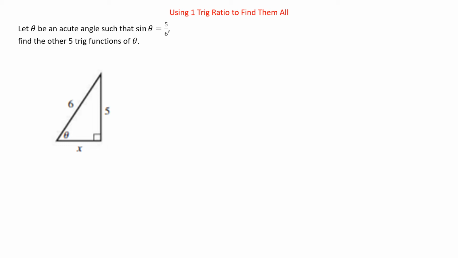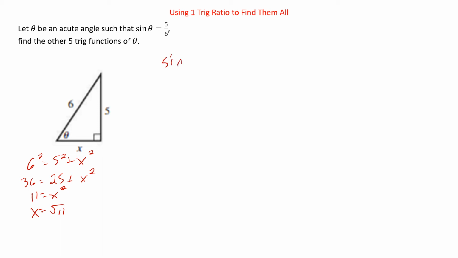So we know that 6 squared equals 5 squared plus x squared. 6 squared is 36, 5 squared is 25, plus x squared. Subtract, 11 equals x squared, square root, x equals root 11. Notice this was just positive. We don't need negative because it's a positive value. So we can find the trig functions.